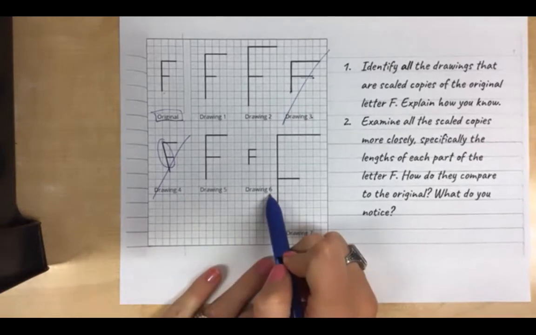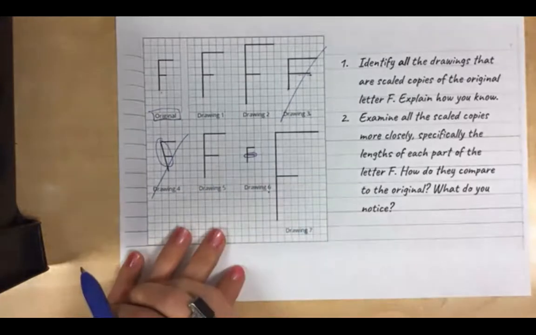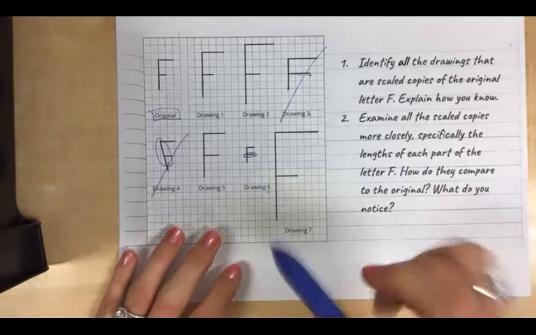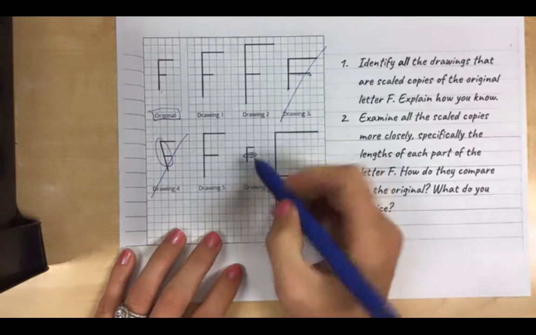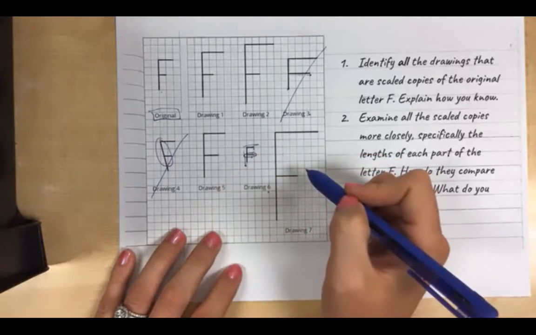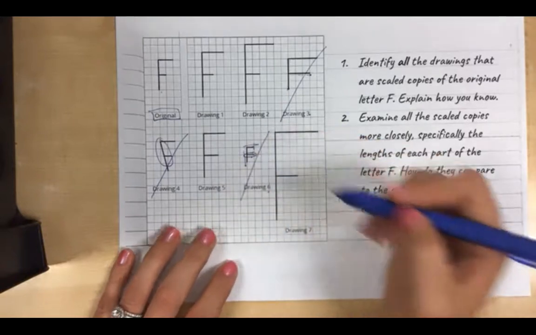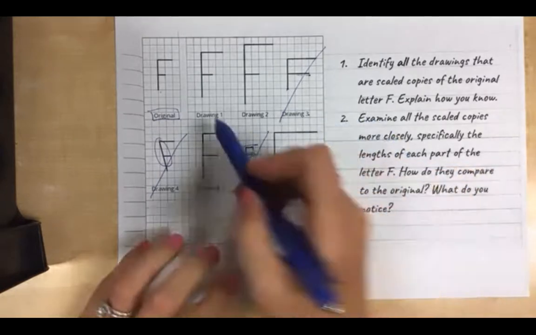So let's look at some other ones. We'll look at drawing 6. This one, the middle part of the F, the lower hook, is the same size as the original, but the vertical and the horizontal piece here are smaller. So it didn't change the same amount. So let's look at these other ones. So let's look at drawing 1.